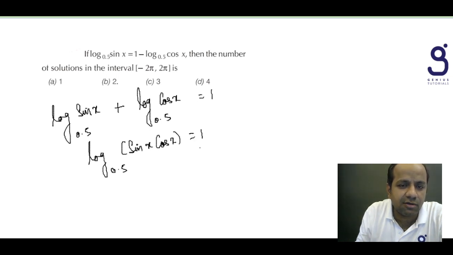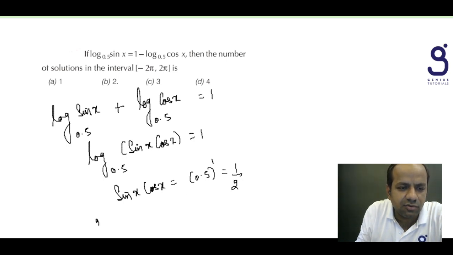You can bring this log base 0.5 to the right-hand side. We can say sin x cos x is equal to 0.5 to the power 1, which is nothing but 1 by 2. You can bring this over, so it will be 2 sin x cos x is equal to 1.